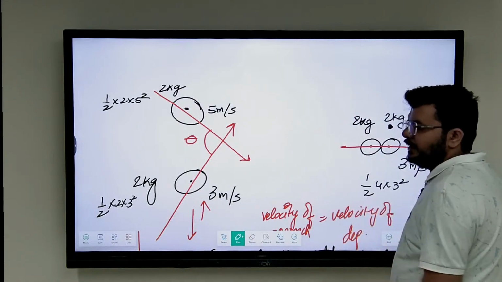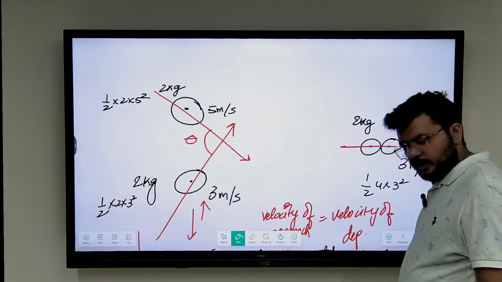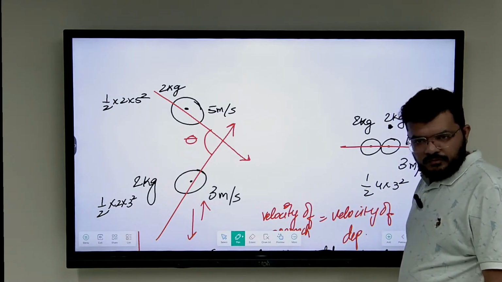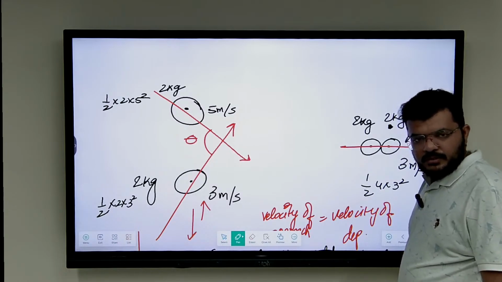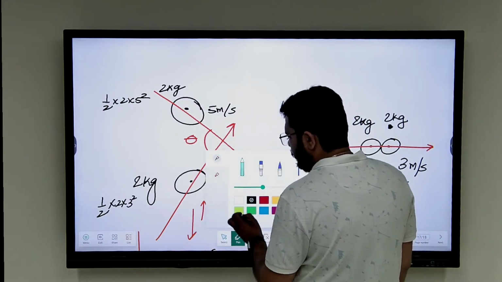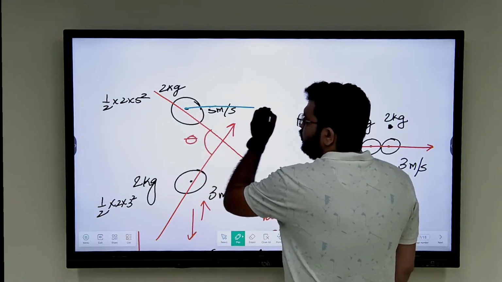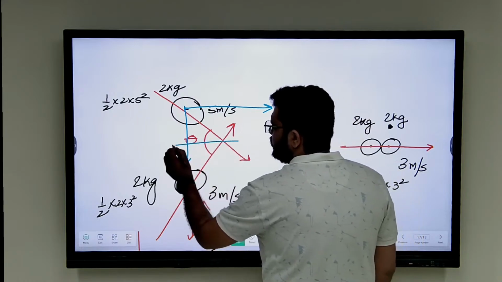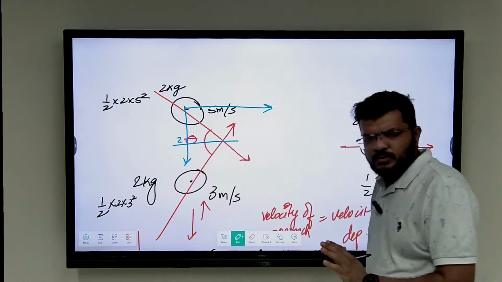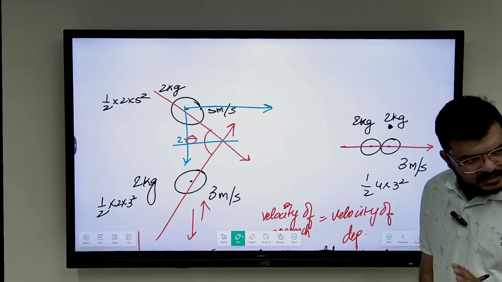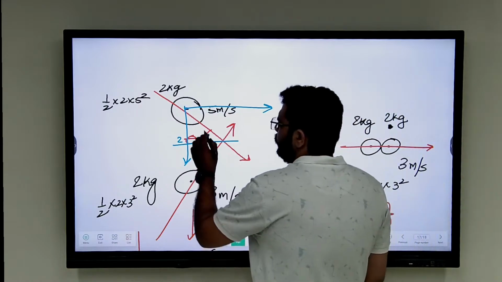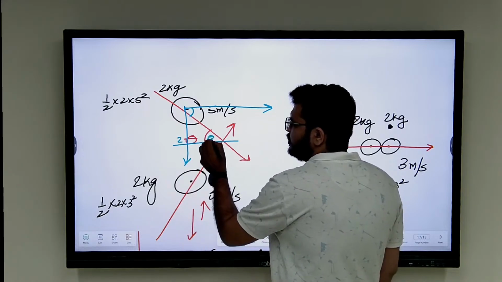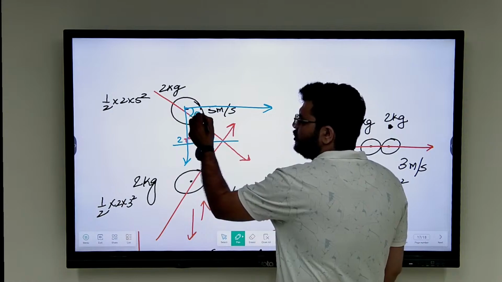Now, let's find the angle theta, because momentum is also a vector. I can resolve momentum in two components. What are these two components? This and this, right? Let's say this angle is 2 theta, it will be easier for us. So what will this angle be? See, if this part is theta, this part is theta, this is also theta.